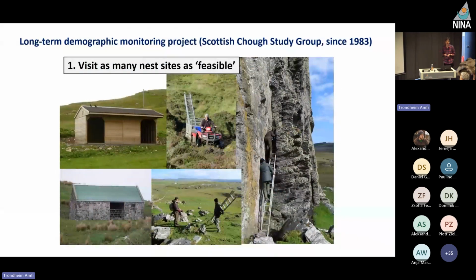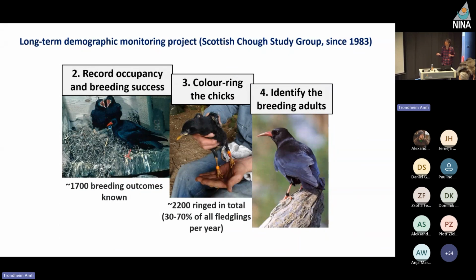So we're very lucky that there's been a long-term demographic monitoring project going on both islands since 1983, run by the Scottish Chough Study Group, which is basically a bunch of enthusiastic people. So every year we visit as many of these nest sites as is feasible, where the definition of feasibility can sometimes be quite broad. And the idea is to monitor nest occupancy, record the breeding success, so the number of chicks fledged per breeding pair, colouring as many chicks as possible with these unique combinations of colourings, which mean we can identify the individuals subsequently just by remote sighting, and then identify the breeding adults.